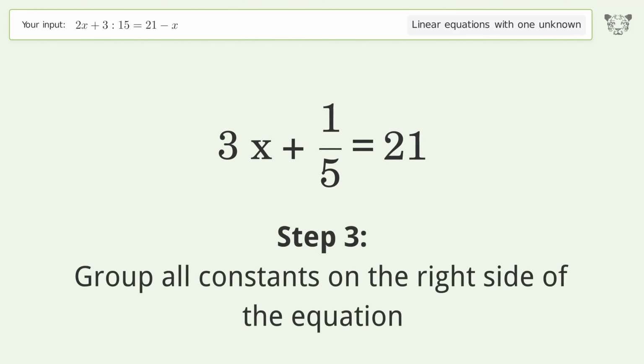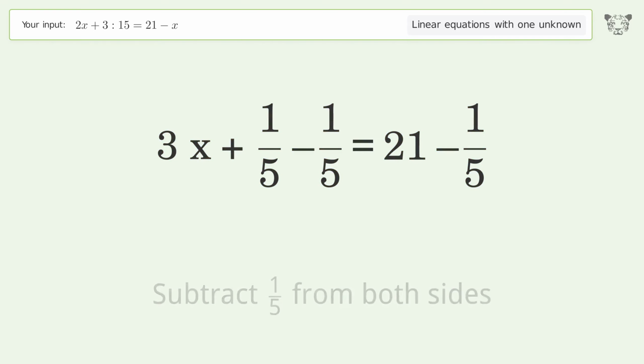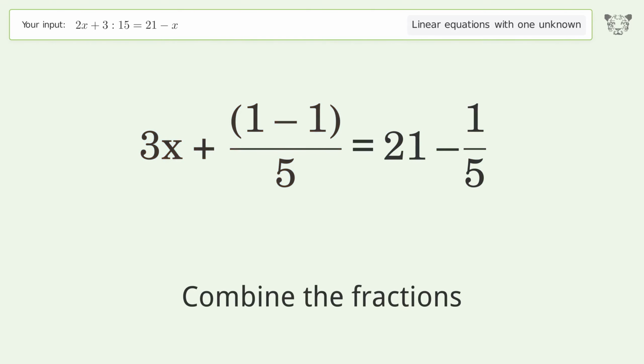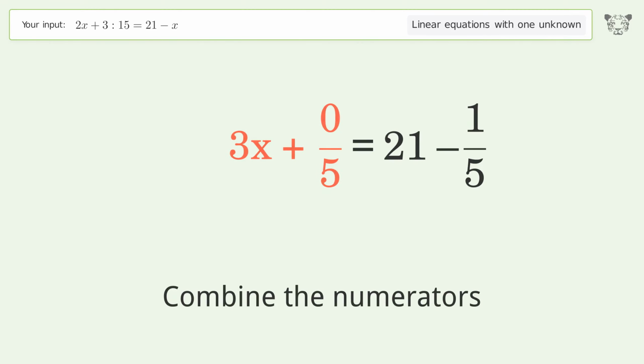Group all constants on the right side of the equation. Subtract 1/5 from both sides. Combine the fractions. Combine the numerators. Reduce the zero numerator.